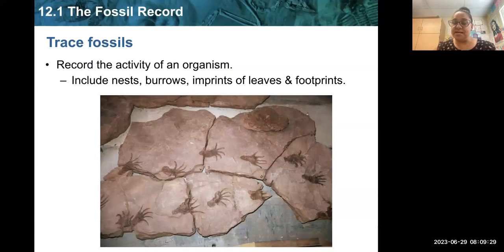Trace fossils record the activity of an organism, not necessarily the organism itself. These include nests, burrows, imprints of leaves, and footprints.